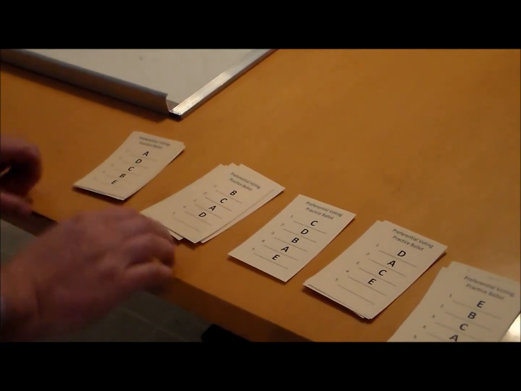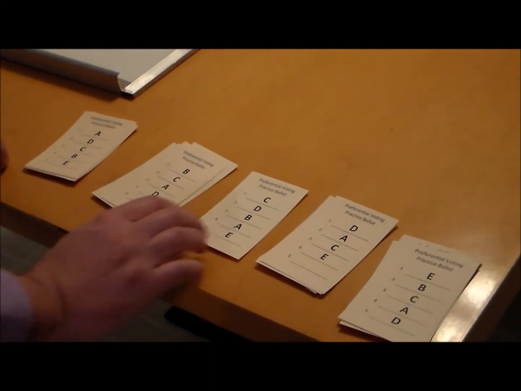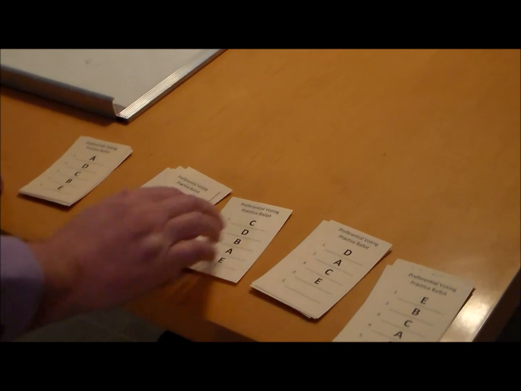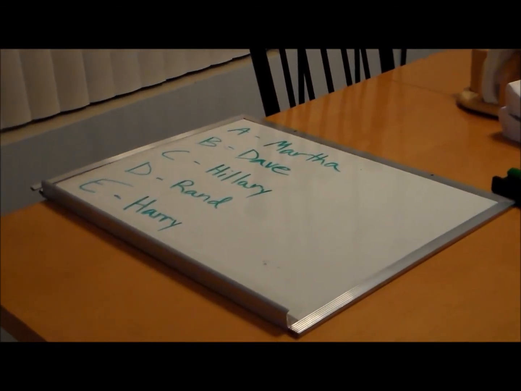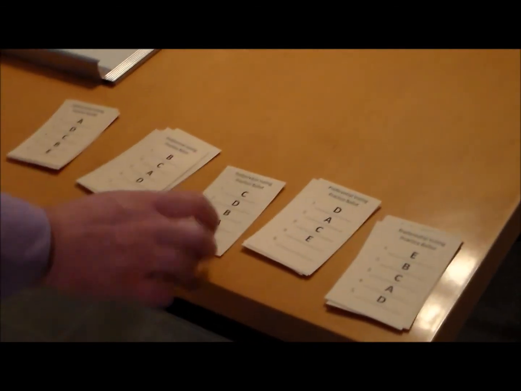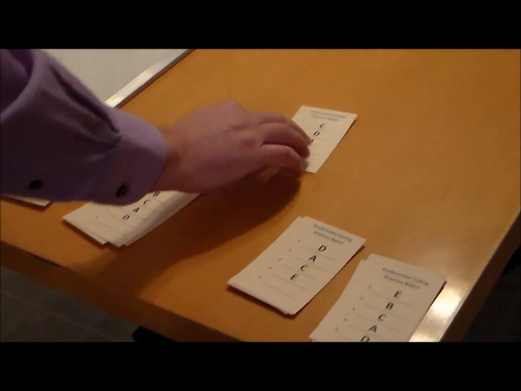That means we eliminate the bottom contender, which is C. C only had 1 vote. All you have to do is look and see who C is, and that's Hillary. It's a crying shame, Hillary lost. So we set the C ballot aside.